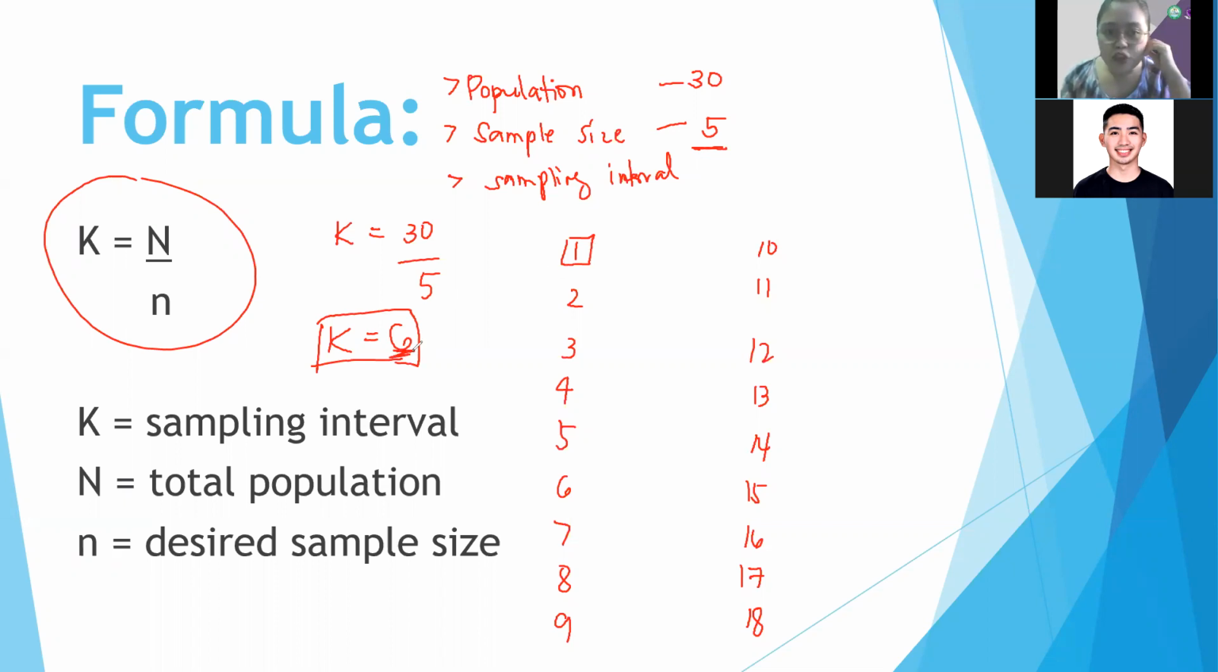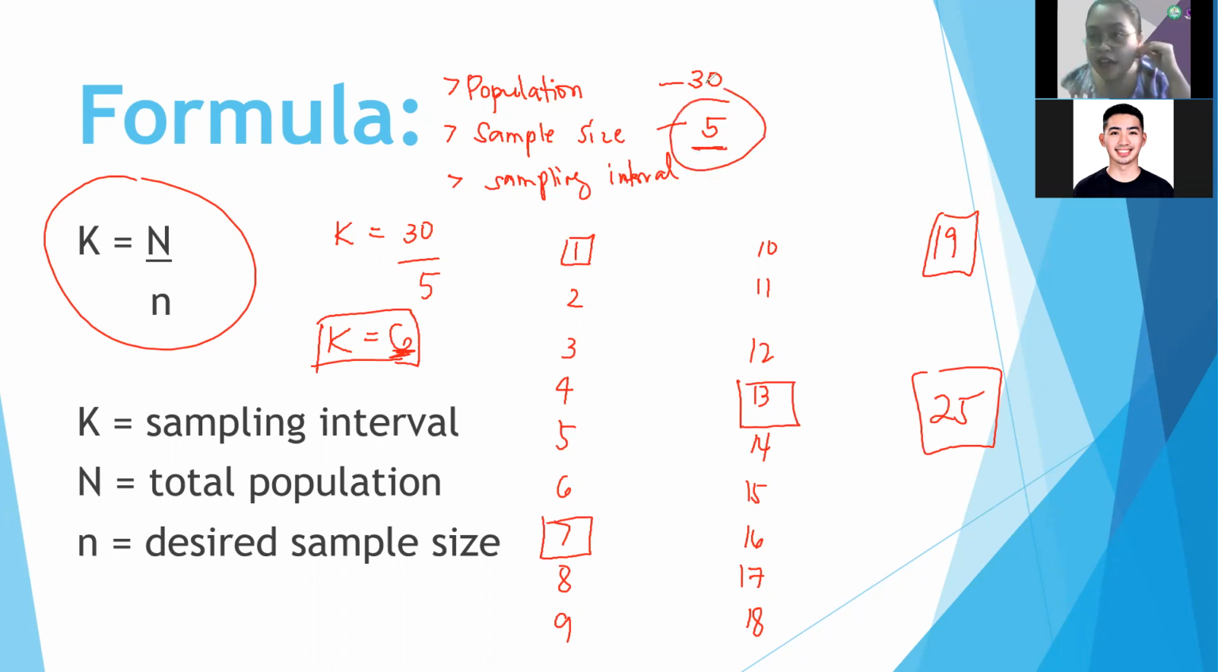The tool here is the interval, so you just add it. Since you started at 1, 1 plus 6, the next person to be selected in the study is number 7, whoever that is. And then 7 plus 6 is 13, and then 13 plus 6 is 19, 19 plus 6 is 25. So if you count 1, 2, 3, 4, 5, you have completed your sample size of 5.